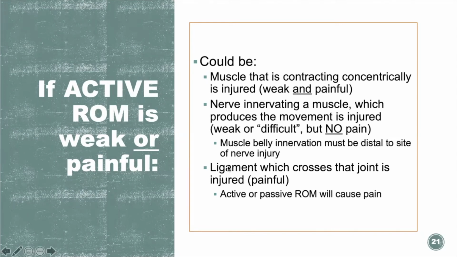If active range of motion was weak or painful, the ligament which crosses that joint could be injured, but it would not be weak, it would just be painful. So active or passive range of motion would cause the pain for the ligament being damaged. So with muscle, we're looking for that concentric movement to be both weak and painful. With nerve damage, it would be weak but not painful. And with ligament damage, it would be painful but not weak. So that kind of gives us what's going on with our active range of motion testing.